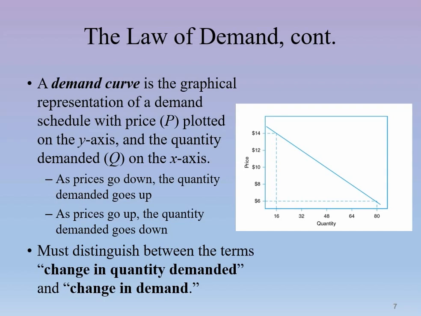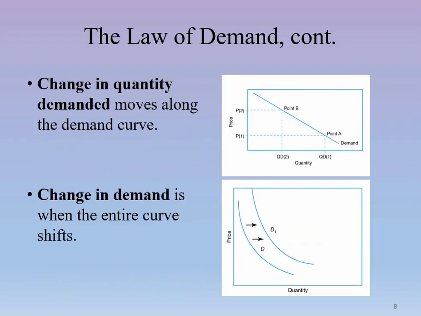You must distinguish between the terms change in quantity demanded and change in demand. Continuing this on the next slide, a change in quantity demanded moves along the demand curve. So you go here from point A to point B, where the quantity changes from, you can see here, 1 to 2 on the quantity axis. A change in demand is when the entire curve shifts. That means it goes from D to D1, you can see here.